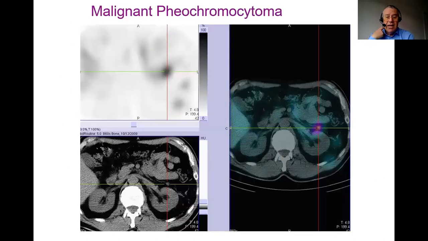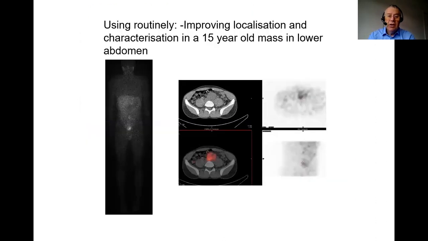Now, this is actually the same patient, but this is after that large tumour had been removed and the patient continued to have raised catecholamines. And this is the resulting I-123 MIBG SPECT-CT, and this demonstrated a small area of residual tumour that had not been removed surgically, and the surgeon had to go back to remove this.